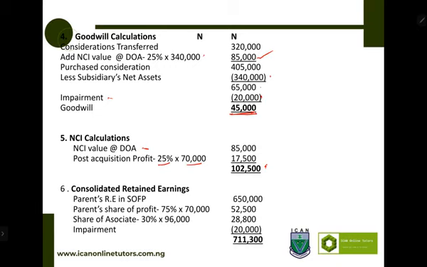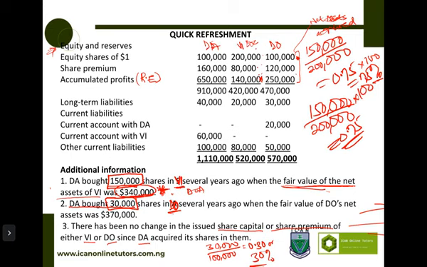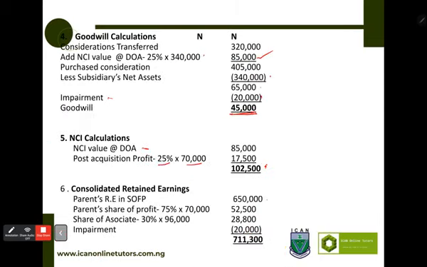Go to your consolidated retained earning, which is the sixth item. Consolidated retained earning is all about the parent company. And remember, it has investment in subsidiary and it also has investment in associate. You have to consolidate. So what is the retained earning of the parent first? Retained earning of the parent company is 650,000. So you add 650,000. Add parent share of profit. Post-acquisition profit is 70,000. So you have 75% of that 70, which will give you 52,500.